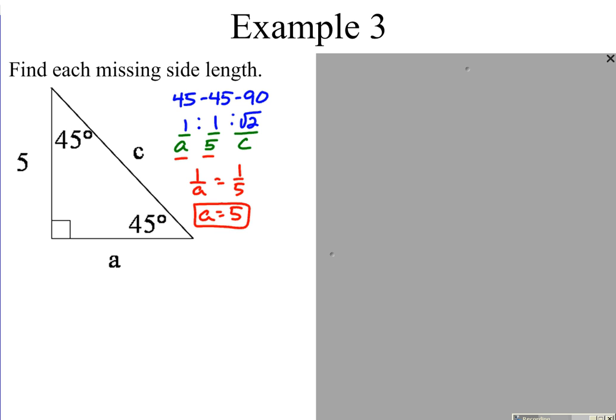Take another set of ratios. I'm going to take this one and this one. 1 over 5 equals root 2 over C. Cross multiply. C equals 5 times root 2. And there's our other missing side.